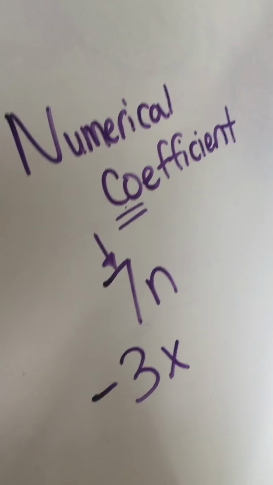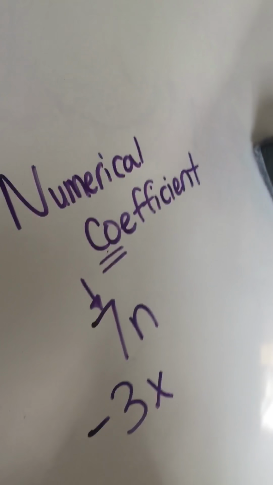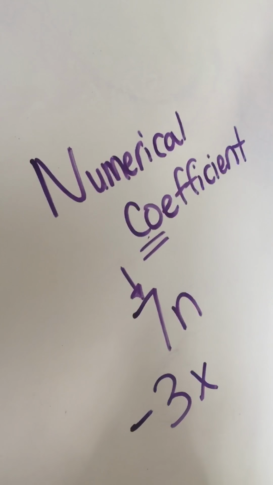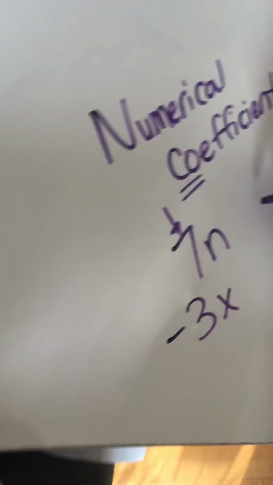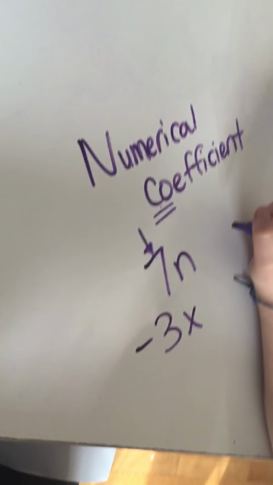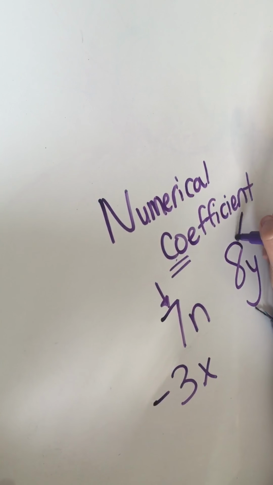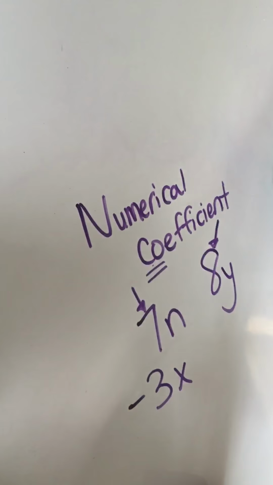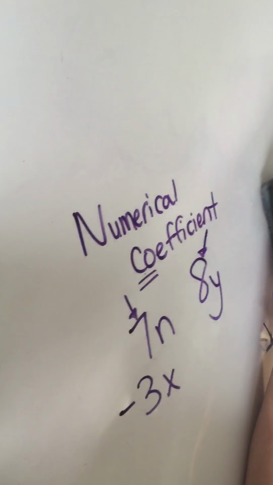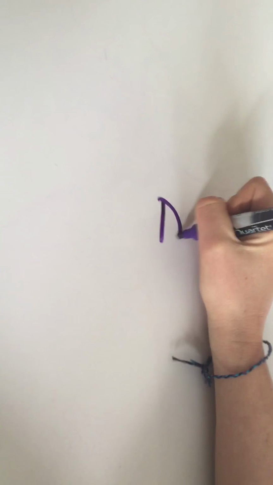Here, the numerical coefficient is -3. The numerical coefficient multiplies the variable. You can think of it as how many of the variables do I have. So the numerical coefficient there is 8. I have 8 y's. And the last term that I'm going to talk to you about is distributive property.